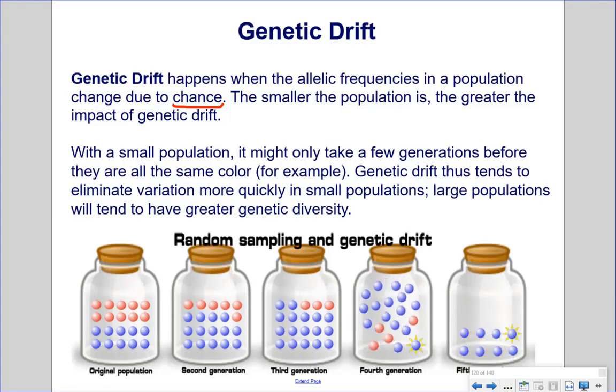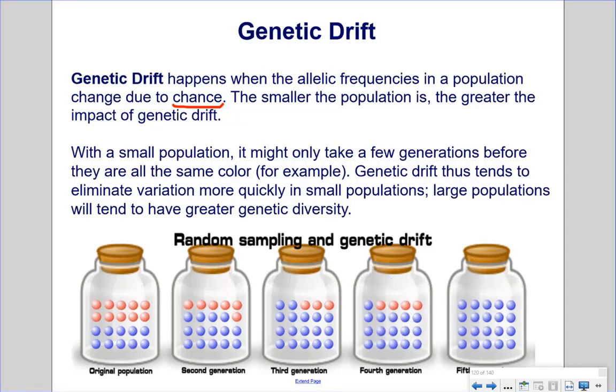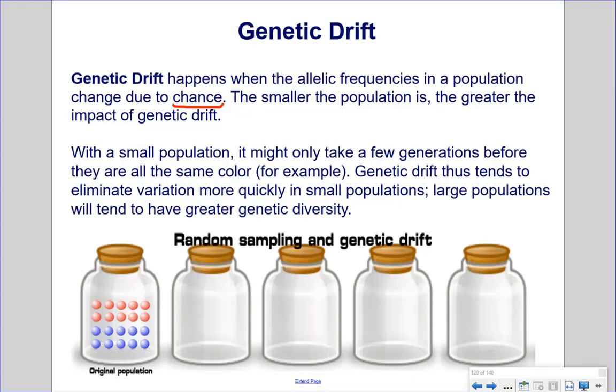So as we can see in the original population, it's half red alleles, half blue alleles, and then there's just a small chance that we have more blue ones, and then over time, just that blue allele becomes more common until just the red is totally gone. This would be less likely to happen in a larger population as versus a smaller one.